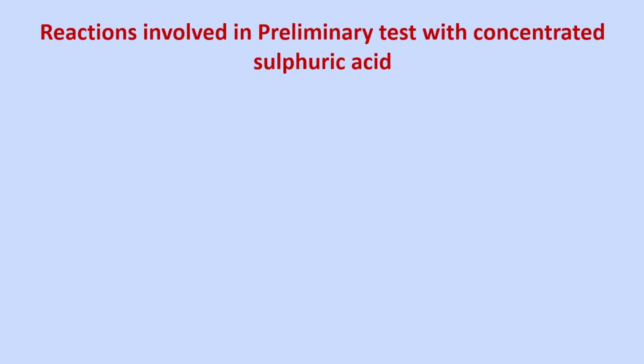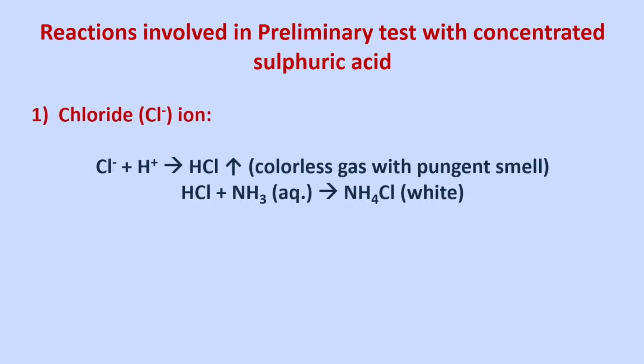Let us discuss the various reactions involved in the preliminary test with concentrated sulfuric acid. When you add concentrated sulfuric acid to an unknown sample, salts of chloride, bromide, iodide, nitrate, fluoride and oxalate ionize to release their radicals. For example, when a chloride ion is treated with acid, it forms colorless HCl gas which has a pungent smell. When this gas comes into contact with a glass rod moistened with ammonia solution, it produces white ammonium chloride solid on the glass rod.